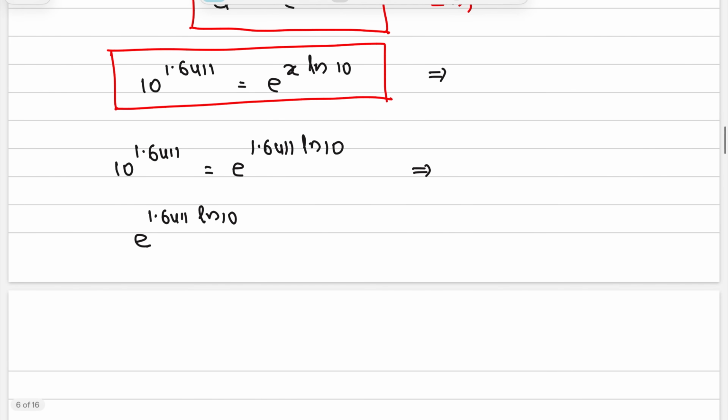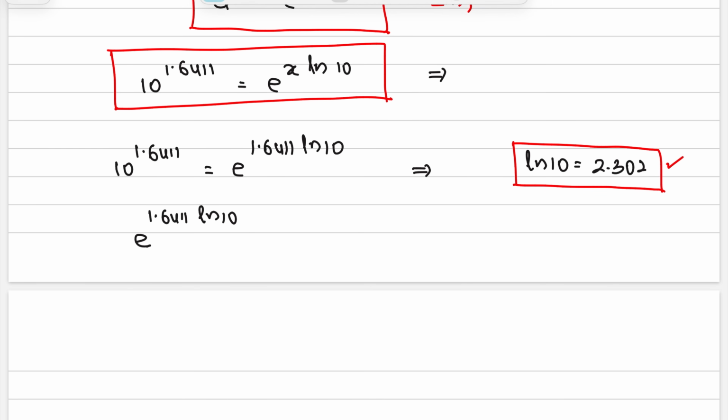Now, ln 10 is approximately equal to 2.302. Please remember, it is going to be very useful to you. This value is very important, especially in your physics and chemistry classes also. ln 10 is equal to 2.302.